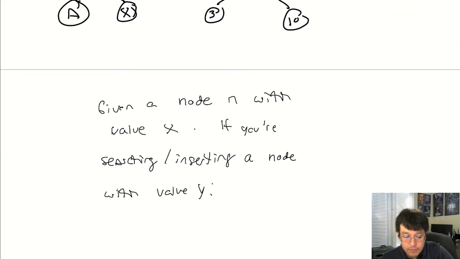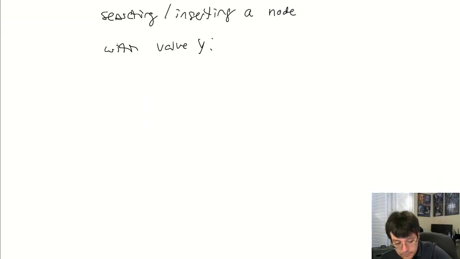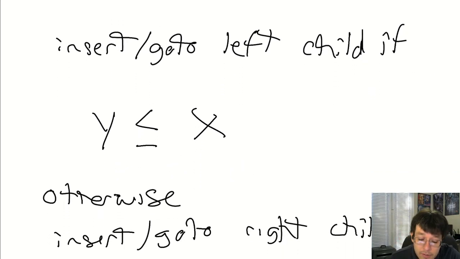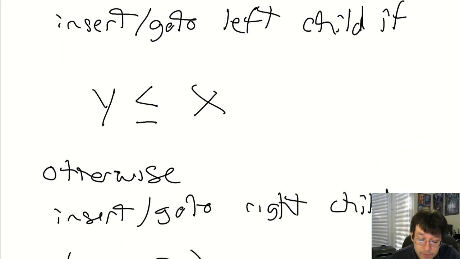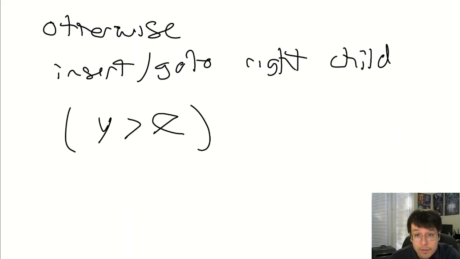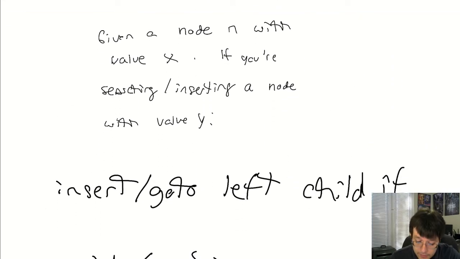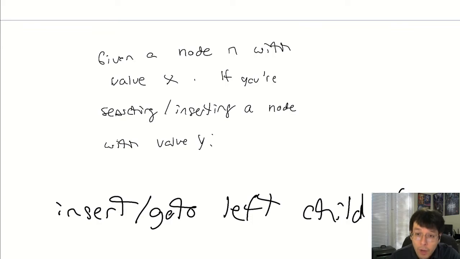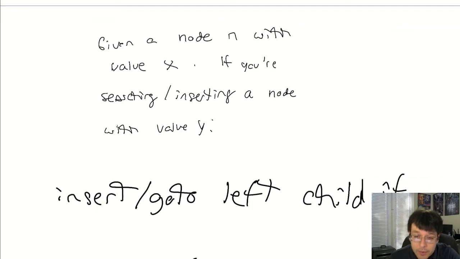Given a node n with a value x, if you're searching or inserting a node with value y, you're going to insert the left child if that value is smaller than or equal to x. Otherwise, insert the right child when y is greater than x. So again, given a node n with a value x, if you're searching or inserting something with a value of y, you want to compare the value of y with the value of x.